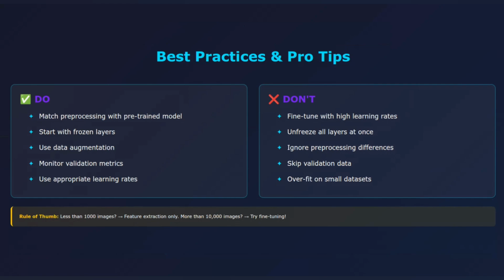Tip 3: always match the pre-processing. Use the exact same pre-processing function that was used during pre-training. This is often overlooked but super important. Tip 4: monitor your validation metrics closely. If training accuracy is great but validation is poor, you're overfitting. Add more dropout or data augmentation. And finally, tip 5: start with a low learning rate, especially for fine-tuning. You want to adapt the pre-trained weights gently, not obliterate them.